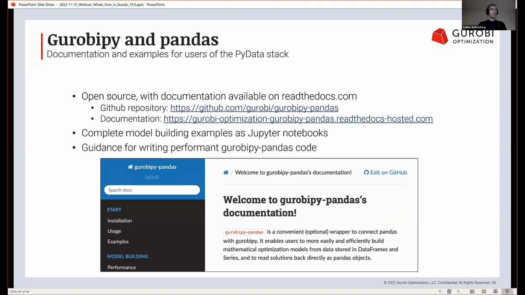This package you can find here on that web page, and we have documentation hosted with Read the Docs. That is very nice. There are complete model building examples using Jupyter Notebooks, and this also contains guidance for writing performant Gurobi Pi Pandas code. So how should you do it to get good performance out of that?